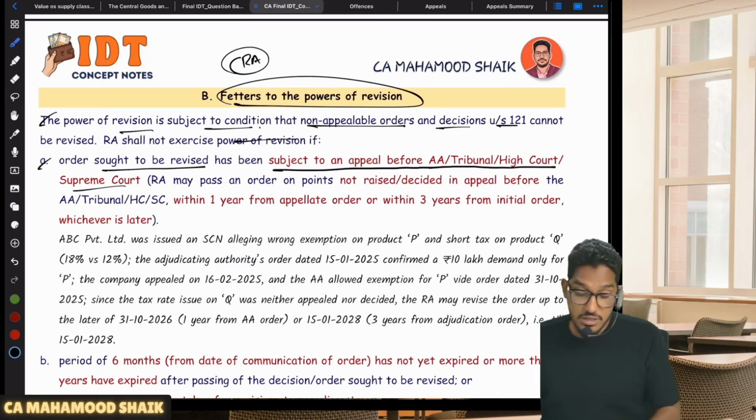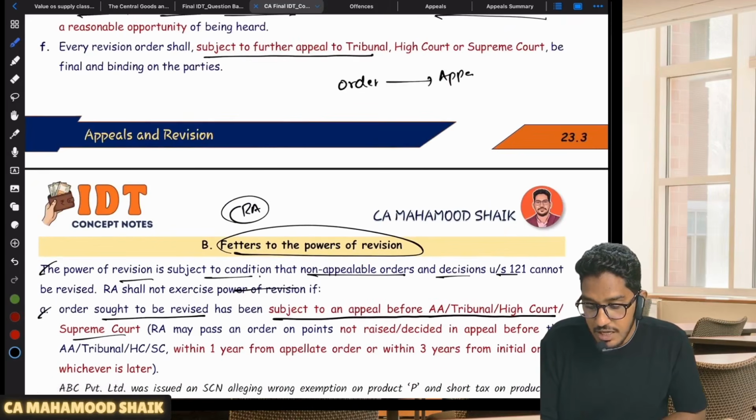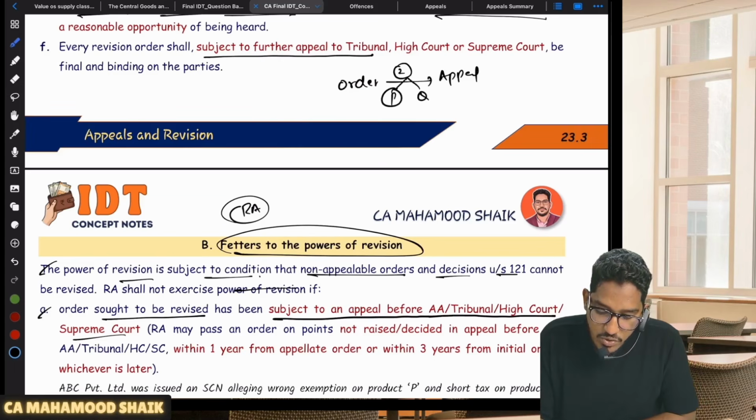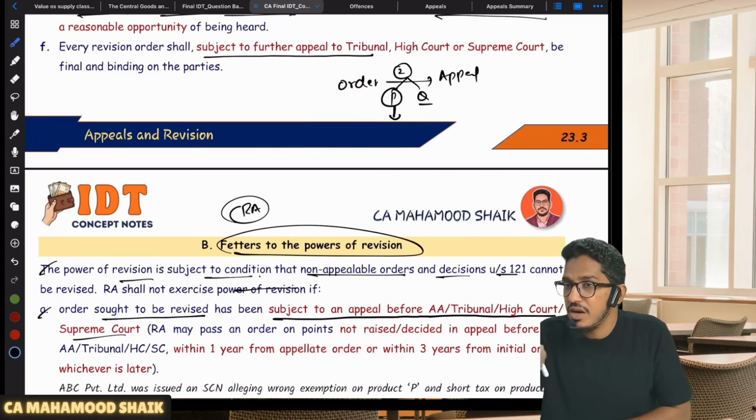You can't do it. But however, they have told one point here. Let us say, for example, in one order you have gone for appeal, but in that order 2 matters are there. There is an issue regarding product P, there is an issue regarding product Q. Now appeal is going on only regarding product P. On another issue, it is not subjected to appeal. That can be taken up for revision by the revisional authority.